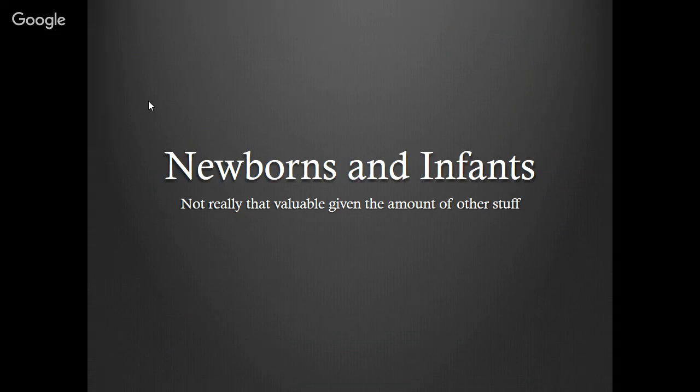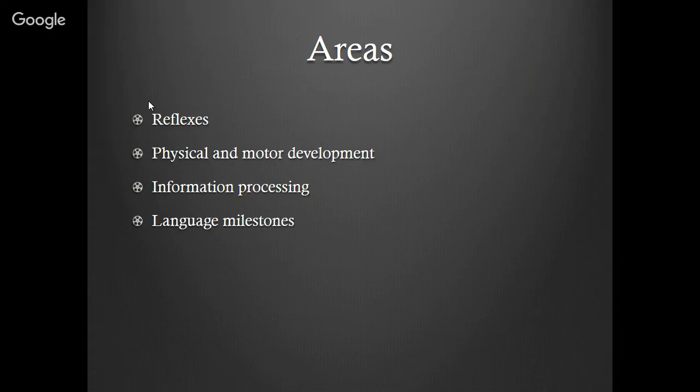Newborns and infants, we had like one question on this once, and I didn't know it because they didn't actually cover the thing they asked us. So don't stress too much about it. Of these, the only one that you really might get asked about is the reflexes. And that's the same thing as everything else, you just gotta know the names.